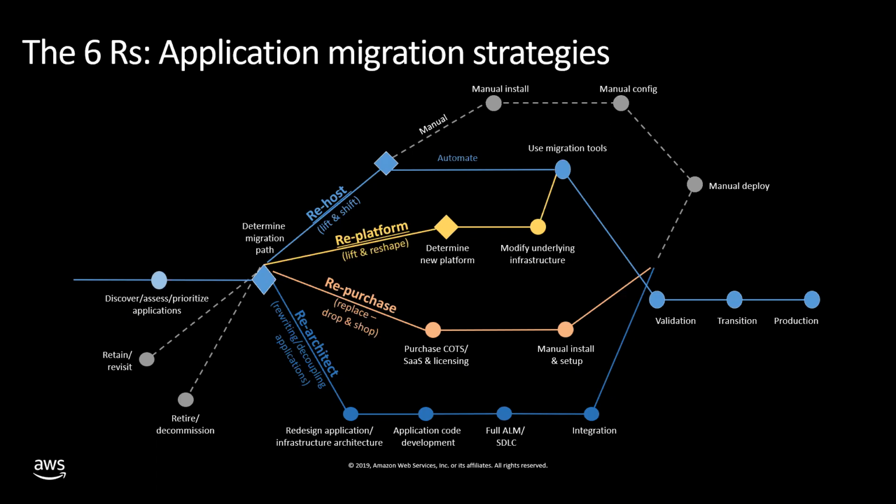If you follow that left to right, you've got the determination of the migration path. All right, we're going to lift and shift it. And then we determine whether it's manual or automated migration. There are a number of different tools out there that can be leveraged. There are a number of different reasons why you might choose one versus another or not at all. But ultimately you end up down at that validation transition and then switch to production. We're going to talk a little bit about re-architecture too across the bottom.